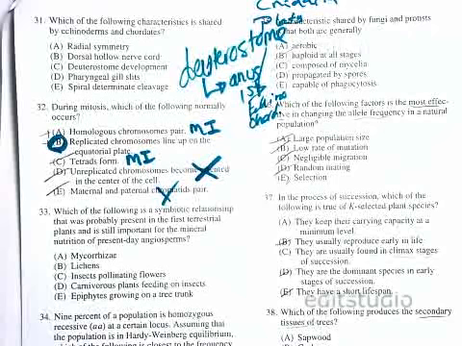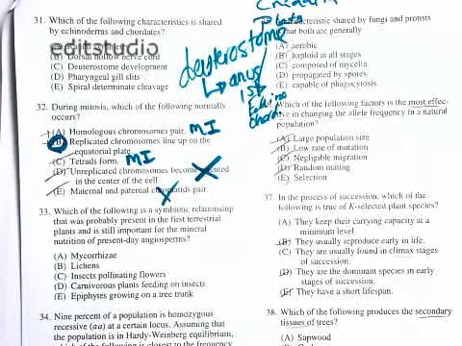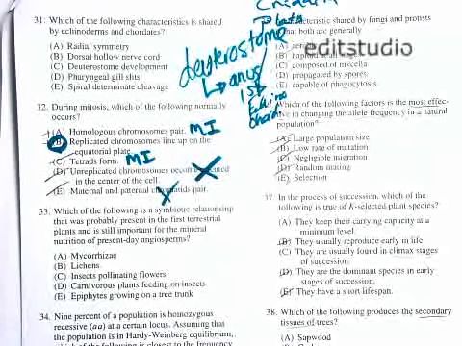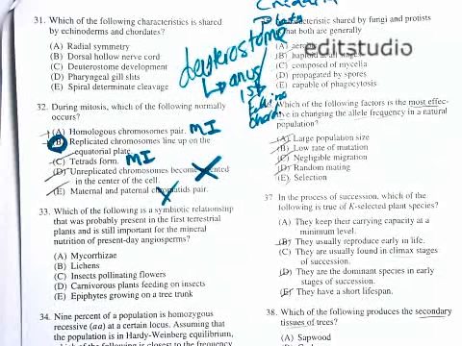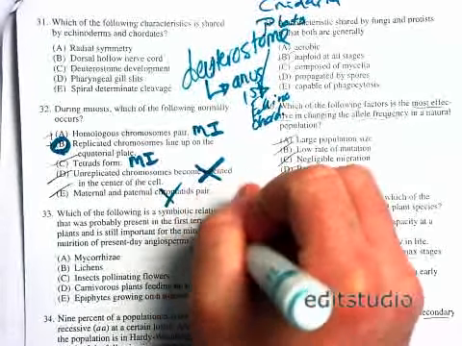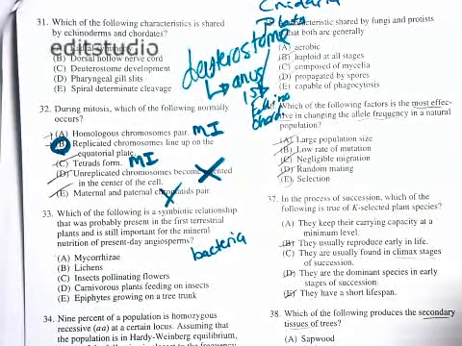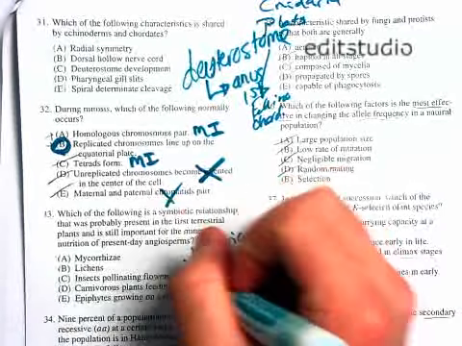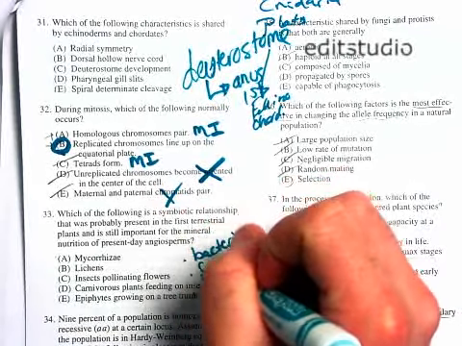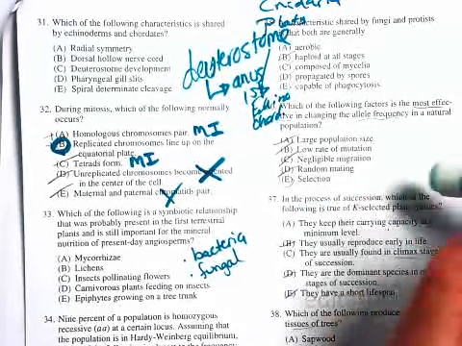A symbiotic relationship. It says that was probably present in the first terrestrial plants, the first land plants, and is still present for the mineral nutrition of present-day angiosperms. I'm thinking right away of bacteria. I don't, again, know if that's necessarily right. What's another relationship that would exist with plants, though, aside from bacteria? So a fungal relationship. So something bacterial or something fungal. That's kind of what I would be thinking.